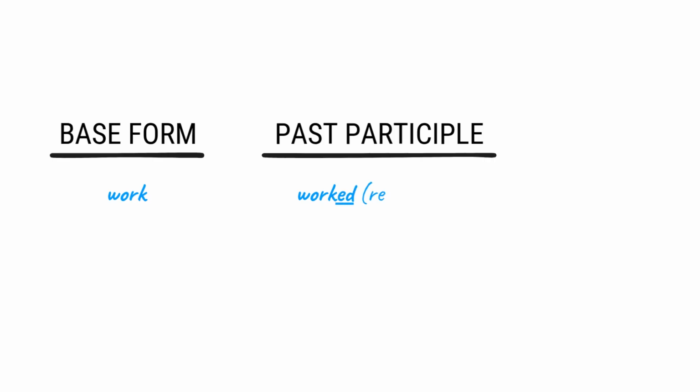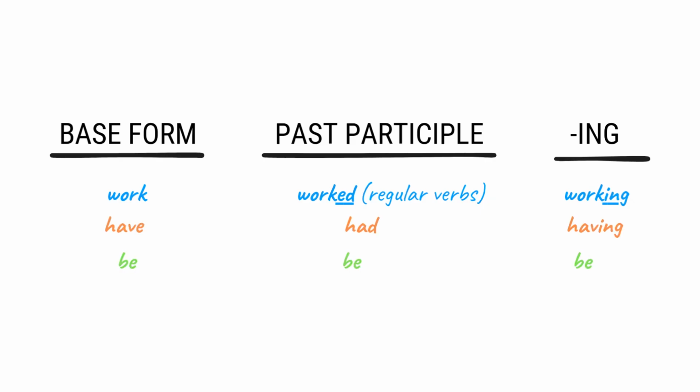Then we have the past participle. In regular verbs, we add ed to the base form, but in irregular verbs, it can be different. Like, for example, take becomes taken. This is the third form you find in irregular verbs lists. And finally, the ing form. Basically, we add ing to the base form. Let's also include the two auxiliary verbs we are going to need to create more complex tenses, have and be.